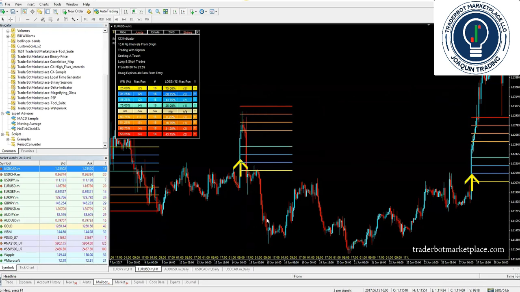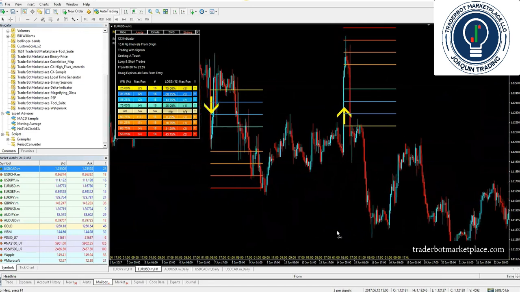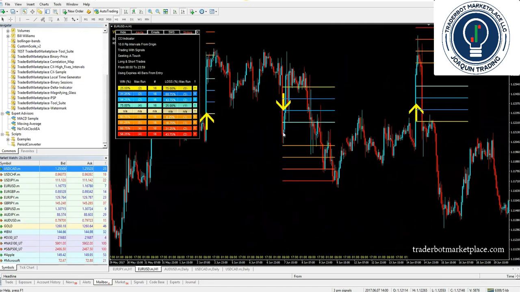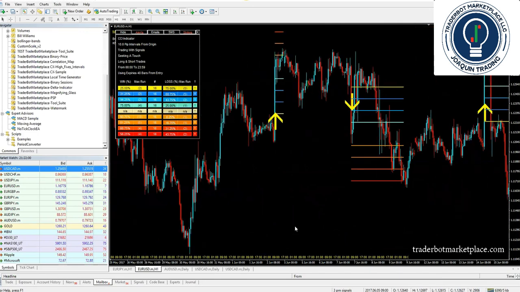And then it did a big pullback here. However, did we get an opposing signal? No, we did not. Signal came out here, price pulled way back before it dropped, but there was profit to be made.